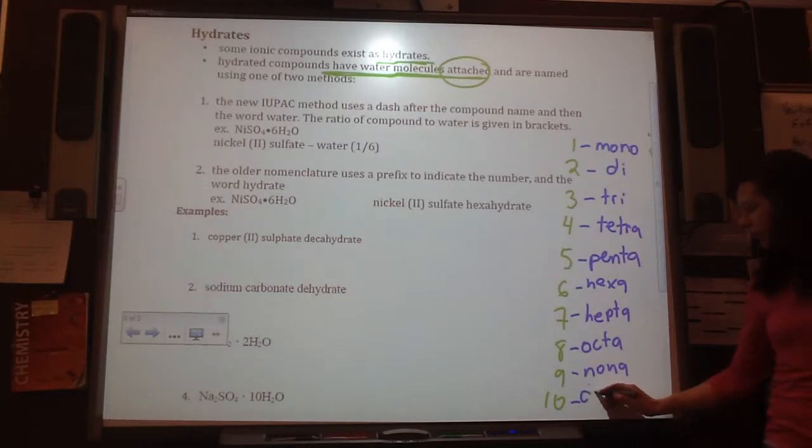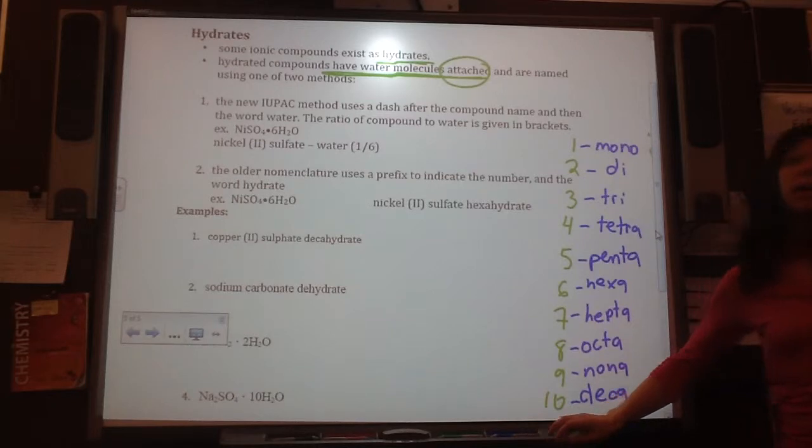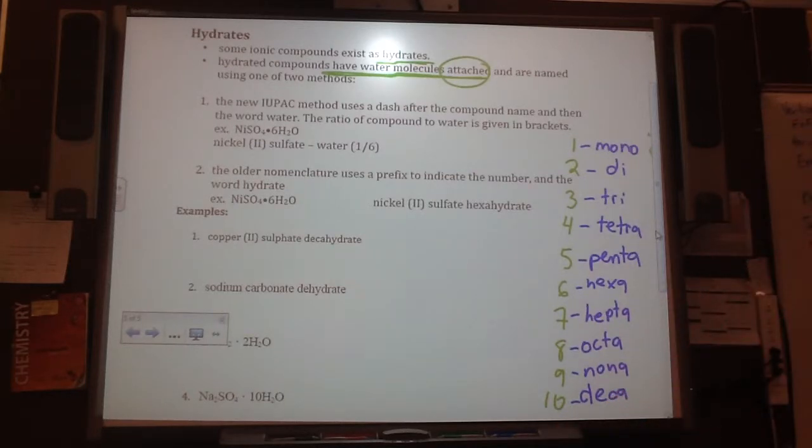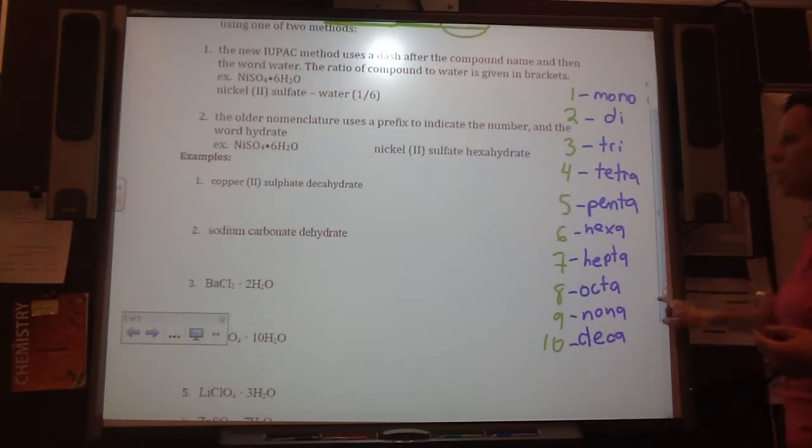Good. Can 2 also be like bi? Or 2, can it be like bi as well? Yeah, in other words, like binomial, bi means 2, but for naming compounds we just use di. But you're right, bi in other contexts also means 2. Okay, so let's try some of these together.